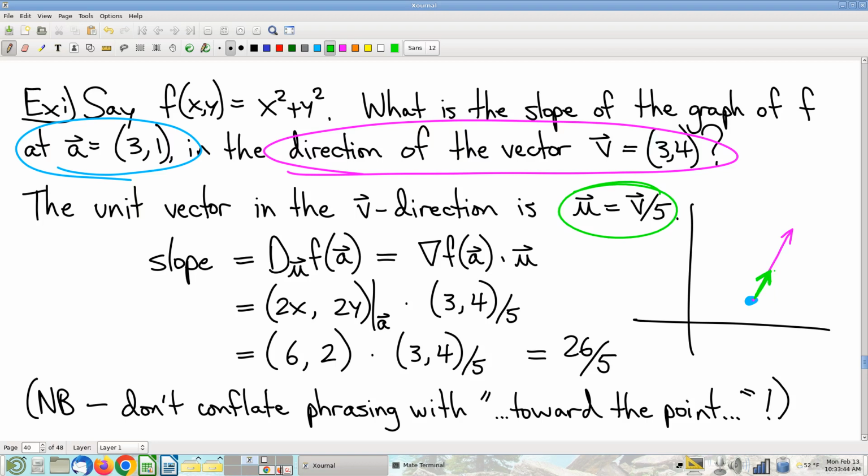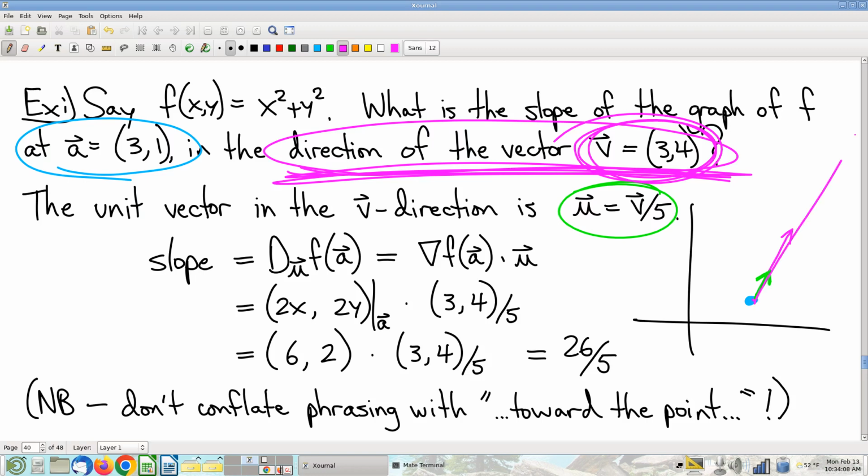So here's a picture of what we did, at least as far as the domain's concerned. Be sure to interpret direction of the vector, thinking of this as a vector. It says the vector v. Vectors do have a direction. This is a reference to the direction of that vector.